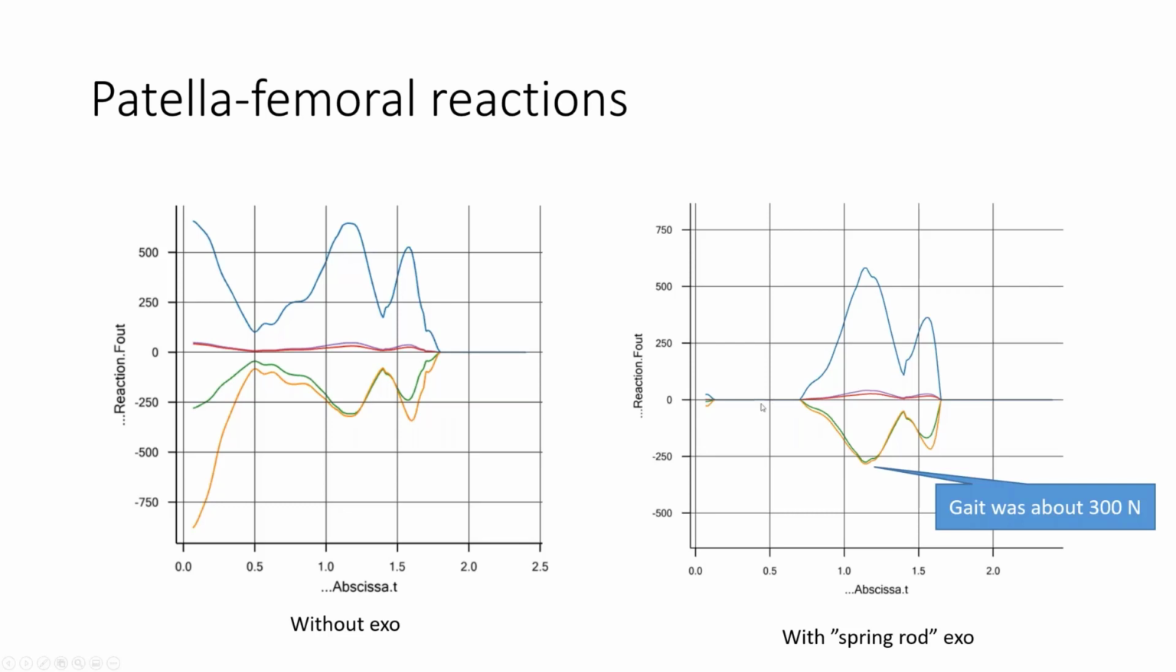We get almost nothing in the beginning, and we get minus 250 a little bit later. But this is only a third of what we had before, and for gait it was about 300 Newton. So this is not so bad. It looks like it works well for the patellofemoral force.